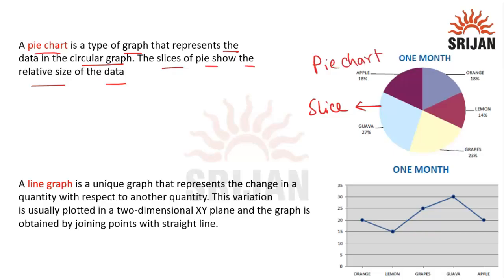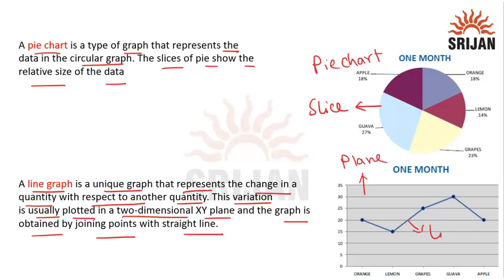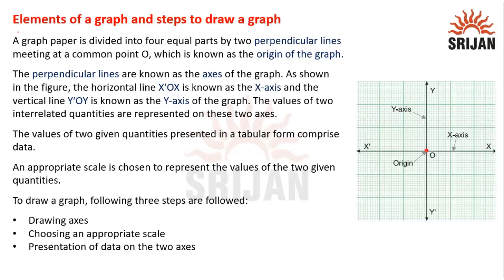Then line graph is a unique graph that represents the change in a quantity with respect to another quantity. This variation is usually plotted in two-dimensional xy plane, and the graph is obtained by joining points with straight line. So this is the two-dimensional plane, and this is straight line, and hence this is the line graph. So we have discussed three types of graphs. Then elements of a graph and steps to draw a graph.